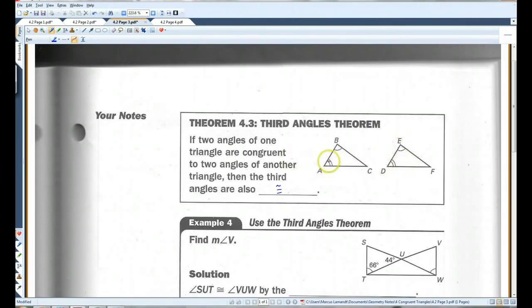So for example, if this angle is, I don't know, 60 degrees, and this angle is 50 degrees, then obviously if all the angles add up to 180, then this one has to be, let's see, that's 110, 70 degrees. And this one can't be anything else but 70 degrees also. That's just an example. So it makes sense that if 2 angles are congruent, the third angle also has to be congruent.